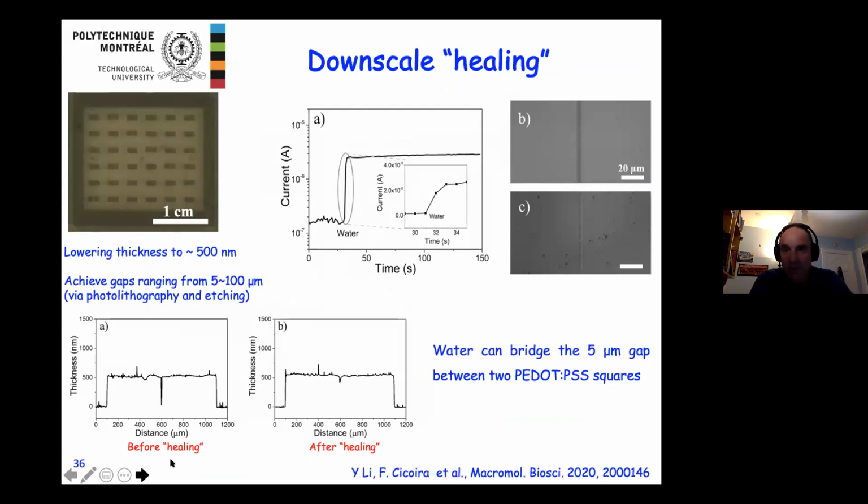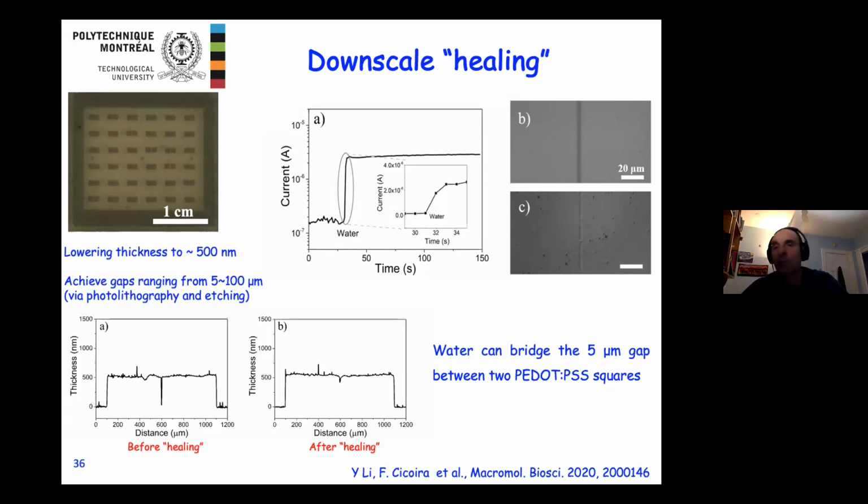Then, of course, as I mentioned, we try to obtain healing on the nanoscale. Actually, by using lithography in this case, instead of using the blade to cut, we just created a gap between two films by using plasma etching. You can see here in figure B and C, B is, let's say, a cut induced by lithography by oxygen plasma etching. And in image C, you see what happens if you add water.